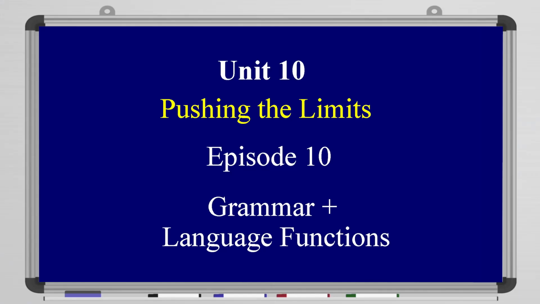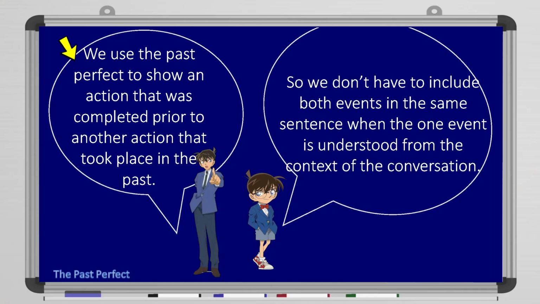Today we'll be looking at some grammar and some language functions. Our first rule today is the past perfect. All you need to know about the past perfect is when you have more than one verb in the same sentence, both of them are in the past, we want to know what happened first. So an action that was completed before another action took place.